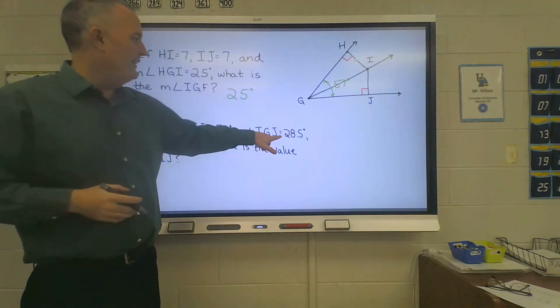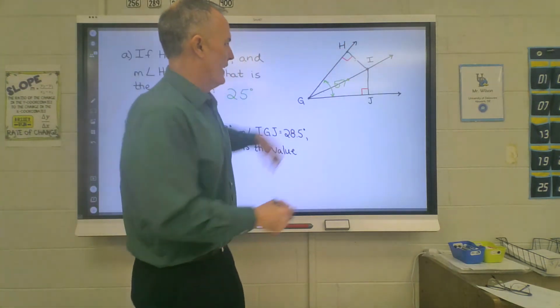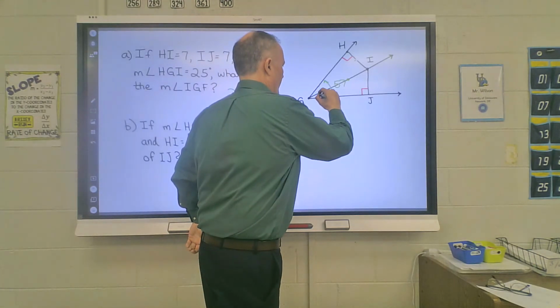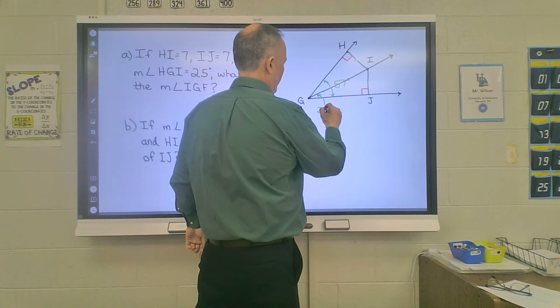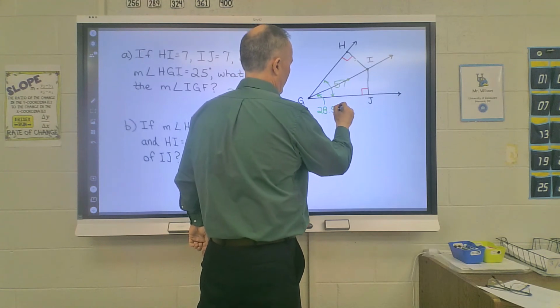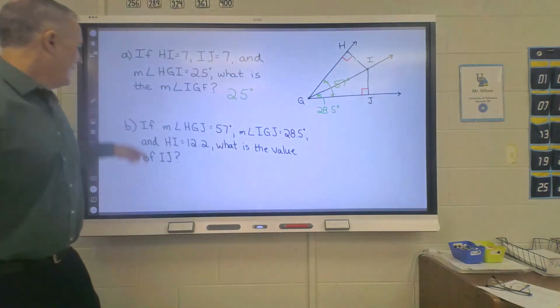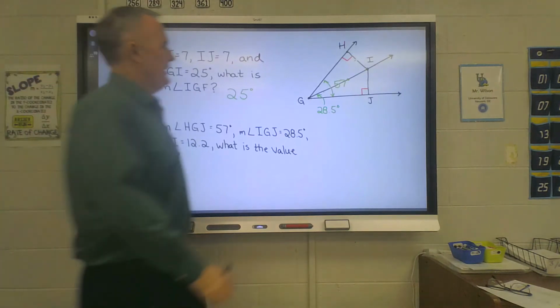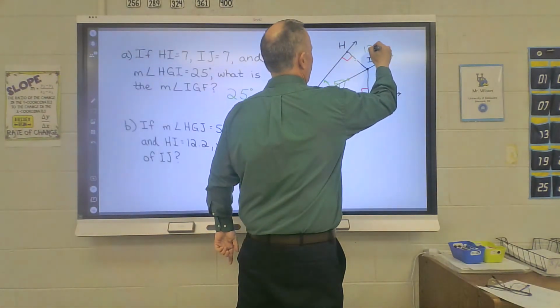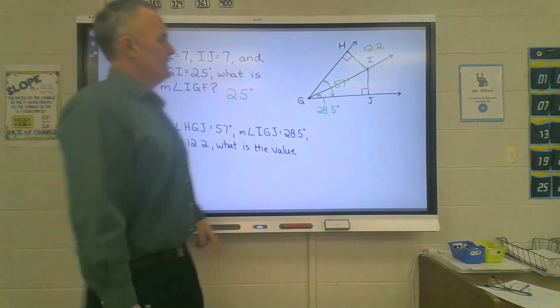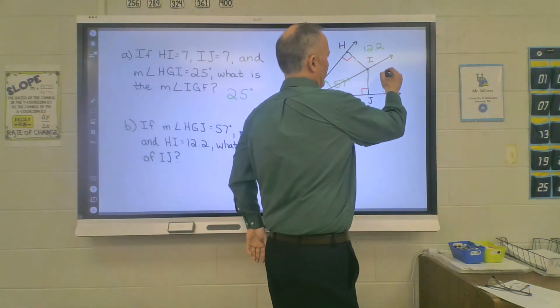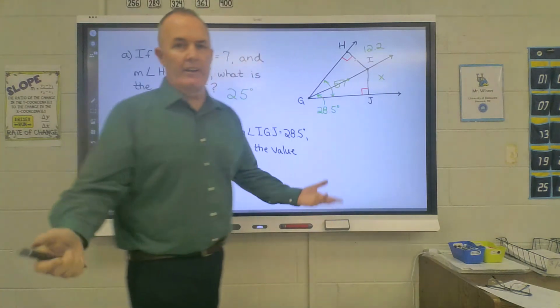And the measure of IGJ, now we're back to one of the smaller angles right down here, is 28.5 degrees. And HI is 12.2. What is the value of IJ? So it wants to know IJ out here. I'll put a little x in there. So it wants to know that value.